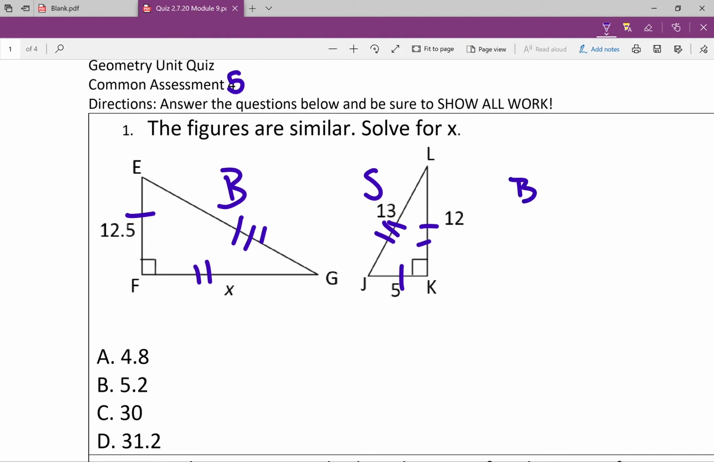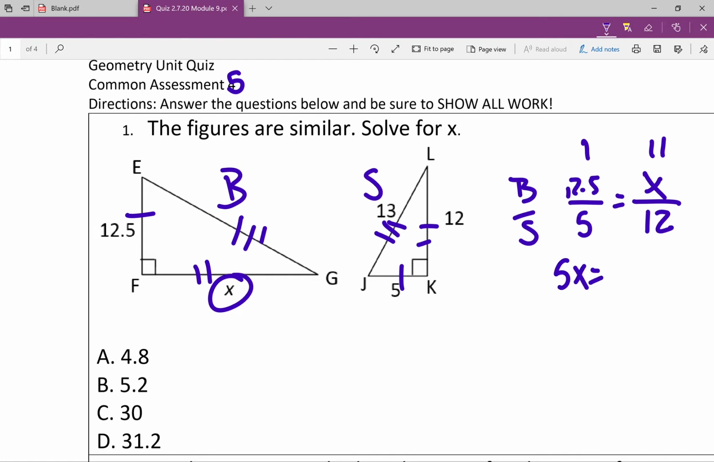So I have big over small, 1 and 2, because I'm looking for number 2. When I look at B1, I get 12.5. When I look at S1, I got 5. When I look at S2, I have 12. And when I look at B2, I have x. And I had to do cross products. So I have 5x equals 12 times 12.5, which gave me 150. You divide by 5, so x equals 30. My answer was C.